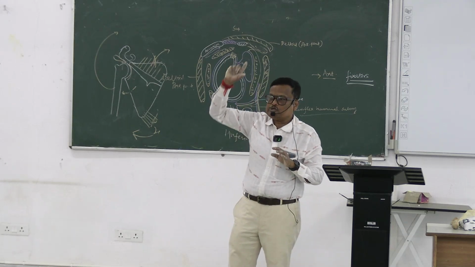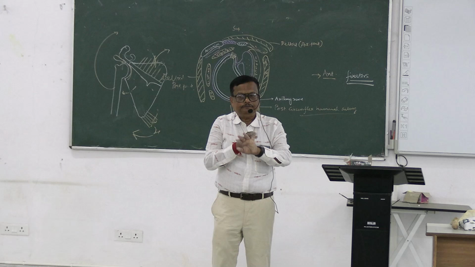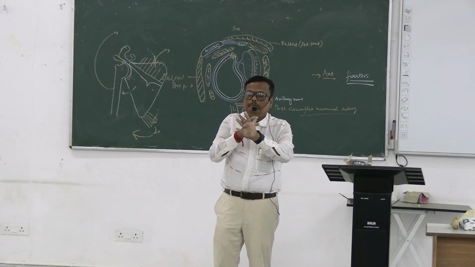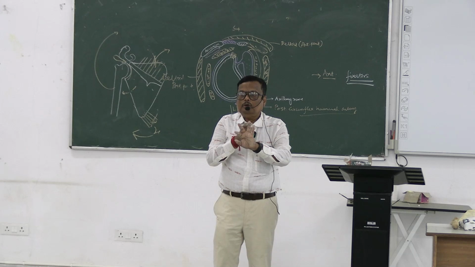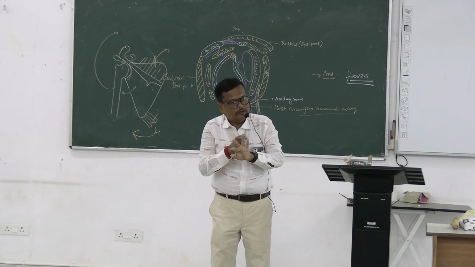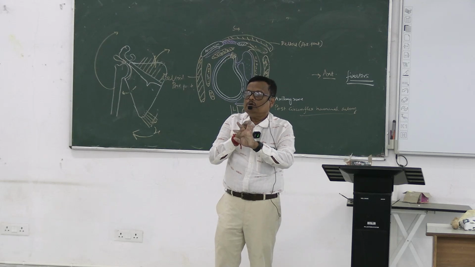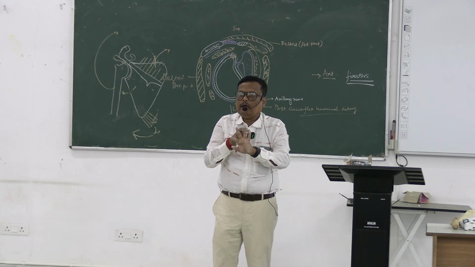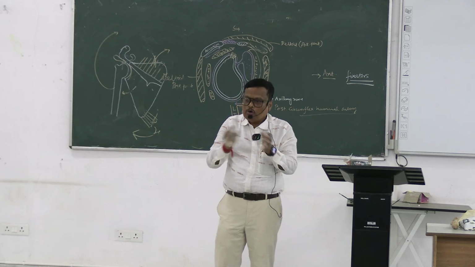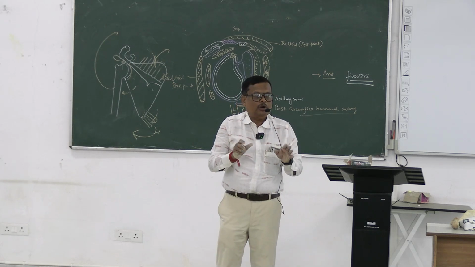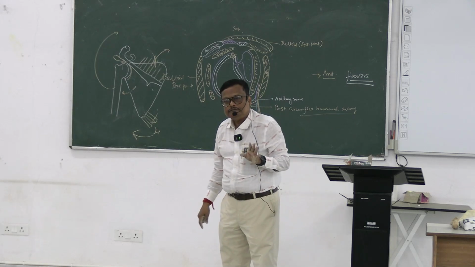So, overhead abduction, what are the component parts? Number 1, mainly movements of the shoulder joint. Number 2, movements of the shoulder girdle. That's when shoulder girdle means sternoclavicular and acromioclavicular joints. It is a joint movement. Rotation of the scapula is also required.